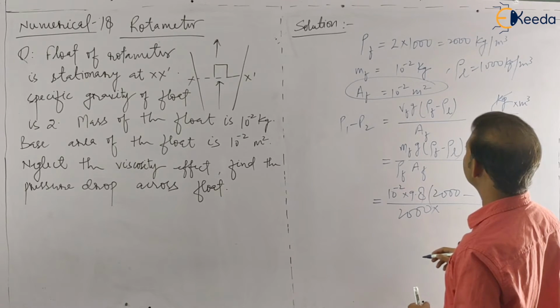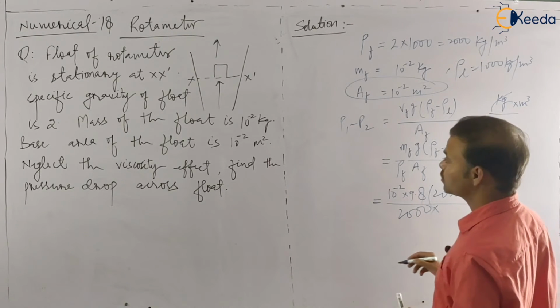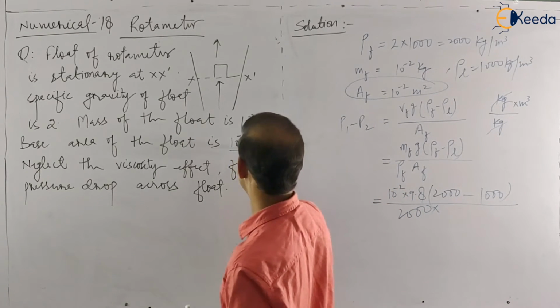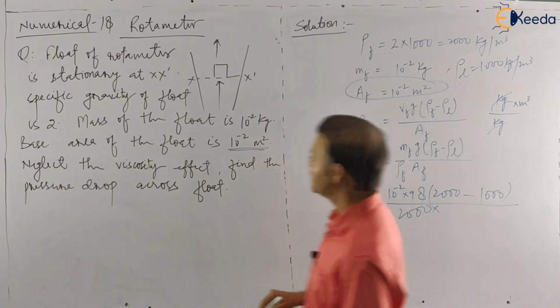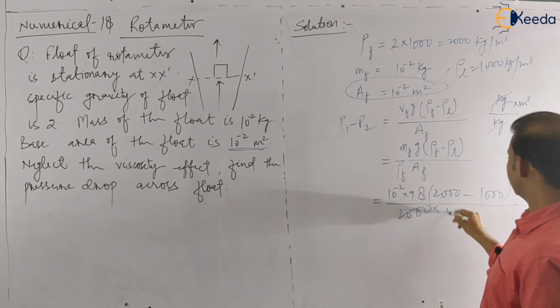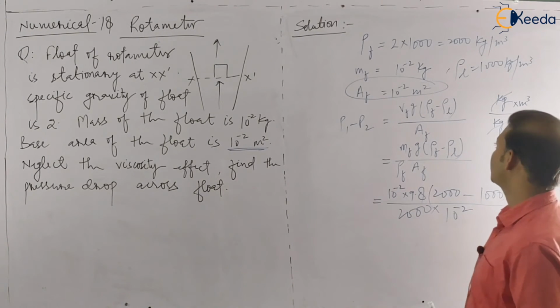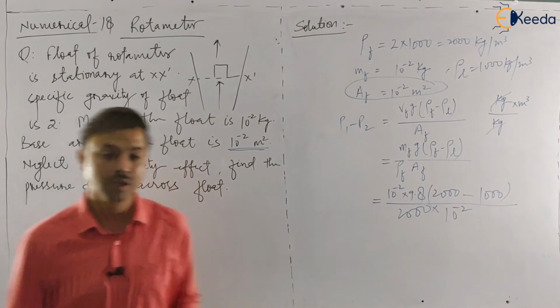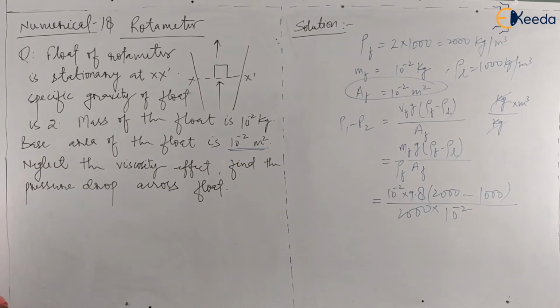The area of the float is 10 to the power minus 2 meter square. The mass of the float is 10 to the power minus 2 kilogram.